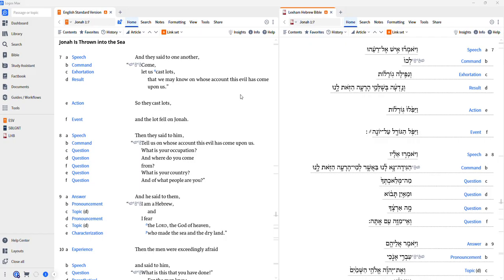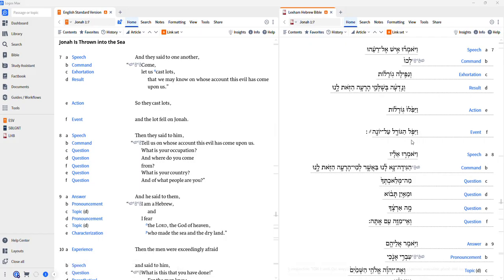So as they proceed on, they do cast lots. And what we see here is that the lot fell on Jonah. So let's look again at the Hebrew. I think there's some insight we can have here. So the word for falling is nephal. And we'll notice kind of how this is phrased. It almost looks passive, right? That the lot fell on Jonah.